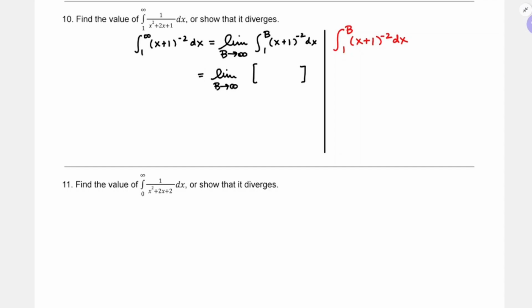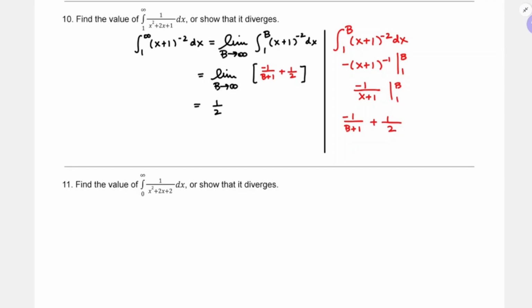I'm going to say, okay, the integral from 1 to b of x plus 1 to the negative 2, I'm going to anti-differentiate, rewrite, okay, and say, okay, negative 1 over b plus 1 minus negative 1 over 1 plus 1. Okay, that's negative 1 over b plus 1 plus a half. So I'm going to put that into the limit and think about as b approaches infinity, that negative 1 over b plus 1, that's going to go towards 0. And I'll have 0 plus a half equaling 1/2. Okay, so that one converged.